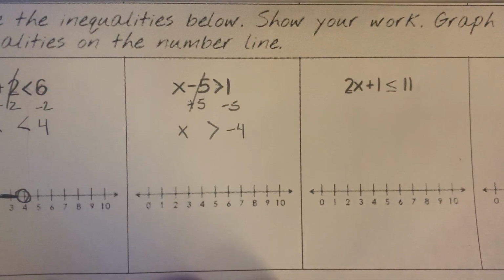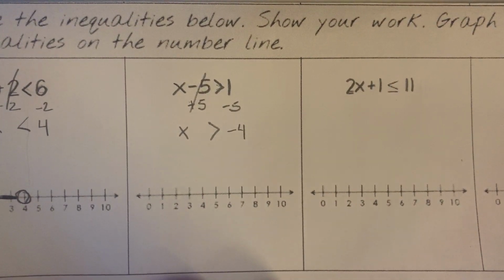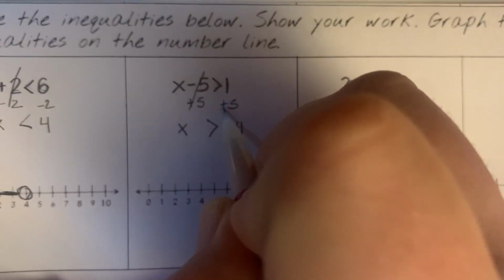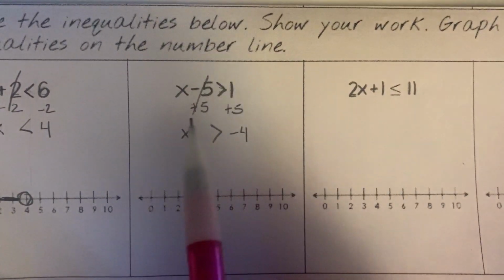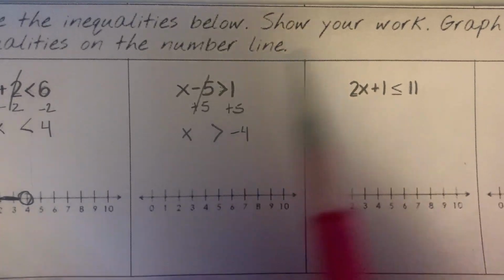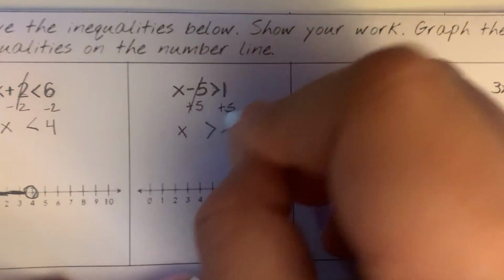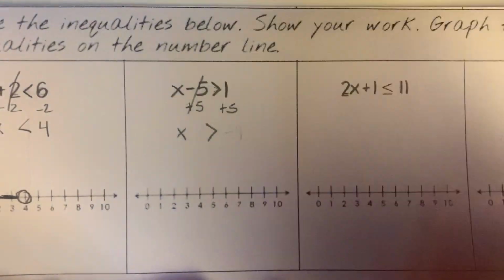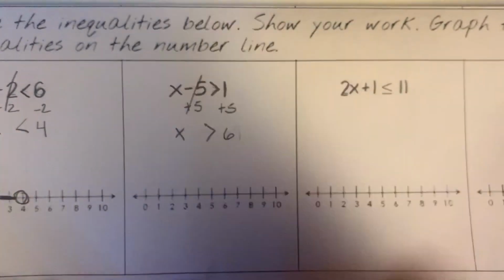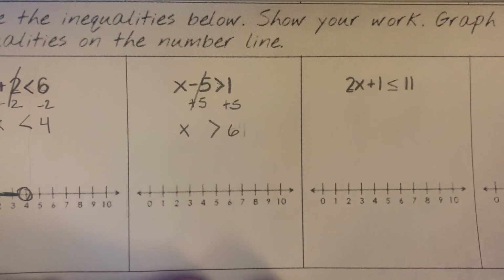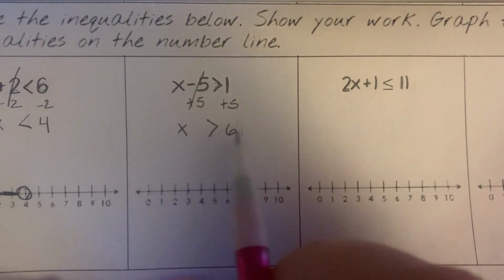So now, I did that wrong. Sorry, I'm going to add 5 on both sides. See, I didn't do the same thing. I messed up here. 1 plus 5 is actually 6. There we go. That makes more sense with our number line. Okay. So x is greater than 6.